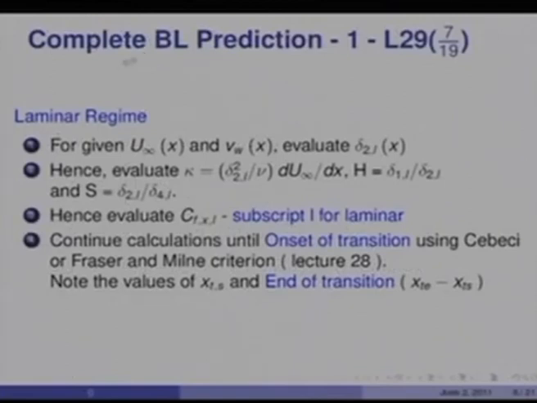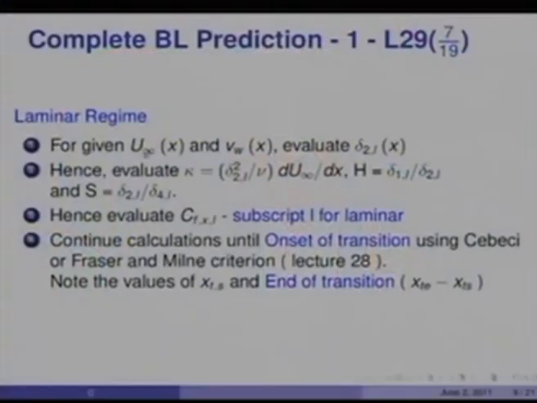So, now let us turn our attention to complete boundary layer prediction, in which we begin with the laminar regime, and for the laminar regime of course, you know all this very well. You do not really need computer programming because you already have the solutions, but since we are going to compute through transition and turbulent layers, we would include the laminar calculations in a computer program based calculation, and that is what I am showing now. So, if you know the variation of u infinity and vw with x, then of course, you would evaluate delta 2 laminar, where suffix L represents laminar, and therefore, evaluate kappa, the pressure gradient parameter based on delta 2, and evaluate H, which is delta 1 by delta 2, and then the shear factor, which is delta 2 by delta 4.